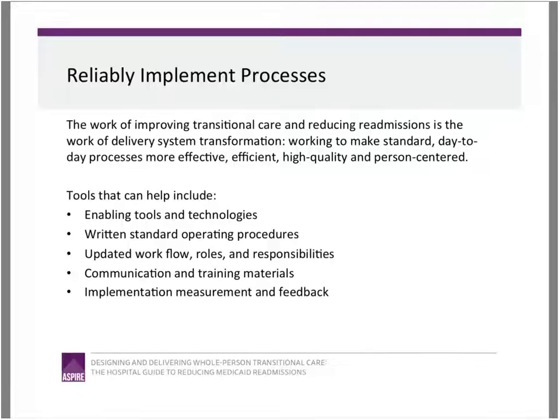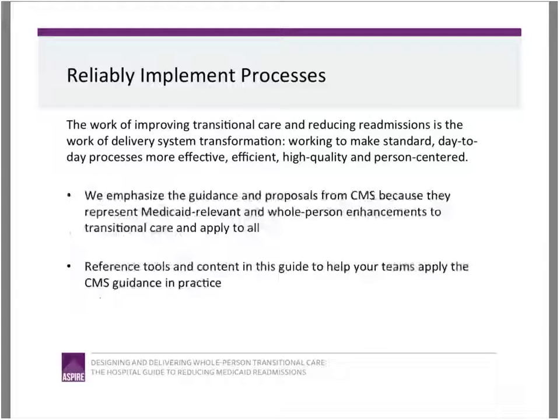So the work of improving transitional care to reduce readmissions really is the work of delivery system transformation. And what we're doing is we're working to make standard day-to-day processes more effective, more efficient, higher quality, and patient-centered. Some of the tools that we describe in the later part of the chapter on this topic include using enabling tools and technologies such as flags, prompts, reminders, developing written standard operating procedures so that the process of care is known. Once you have a known process of care, you can update workflow, roles and responsibilities, communication and training materials, and you can develop processes and structure to measure implementation and provide performance feedback to the various interdisciplinary roles that are collectively responsible for assessing, treating, and transitioning patients from the hospital to the next setting of care.